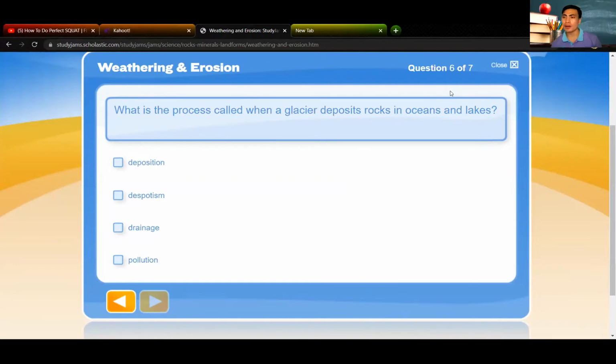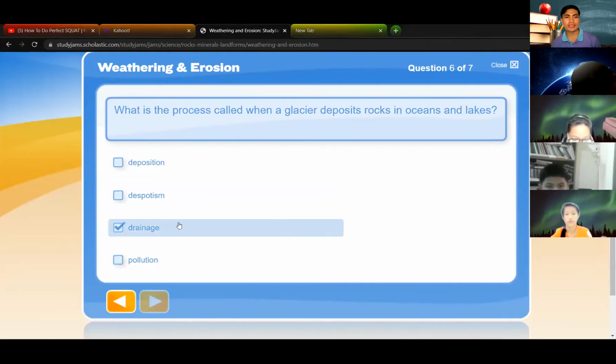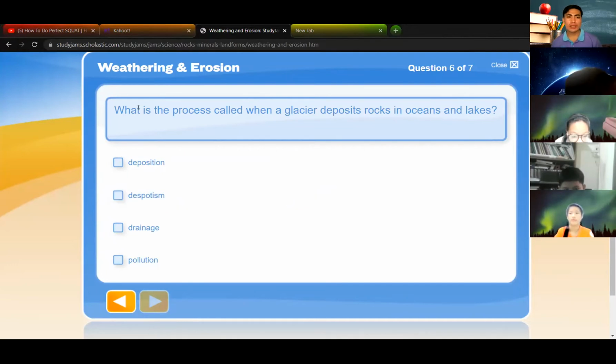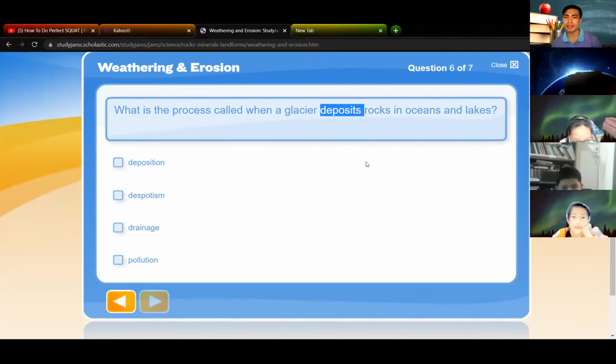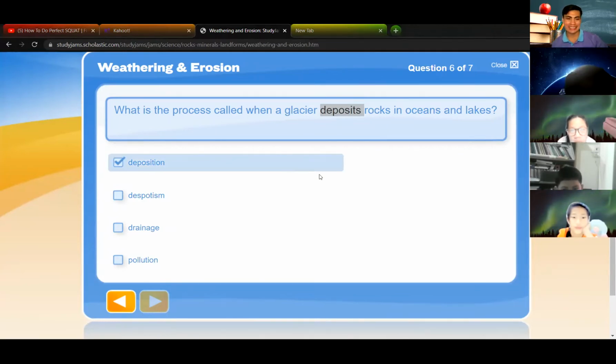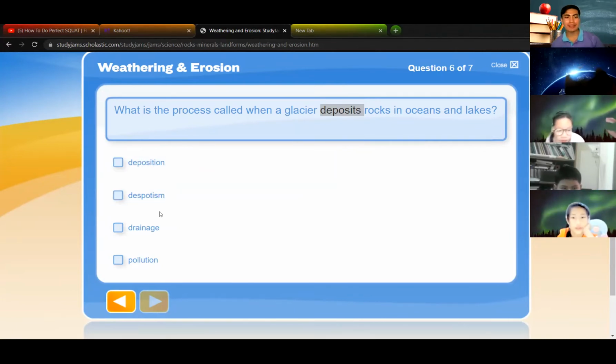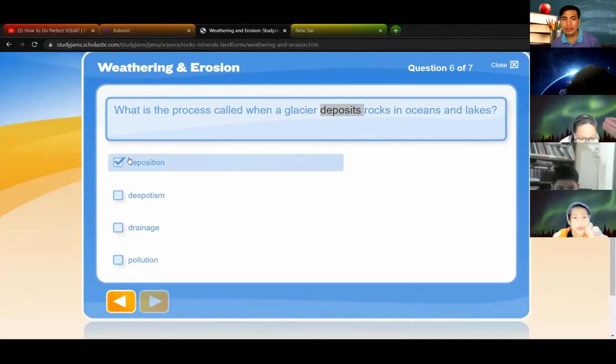Let's see how good the 6/1 is in answering all these very simple questions. Chuntida this time. What is the process called when a glacier deposits rocks in oceans and lakes? Deposition, despotism, drainage, or pollution? Chuntida? Deposition. Okay.